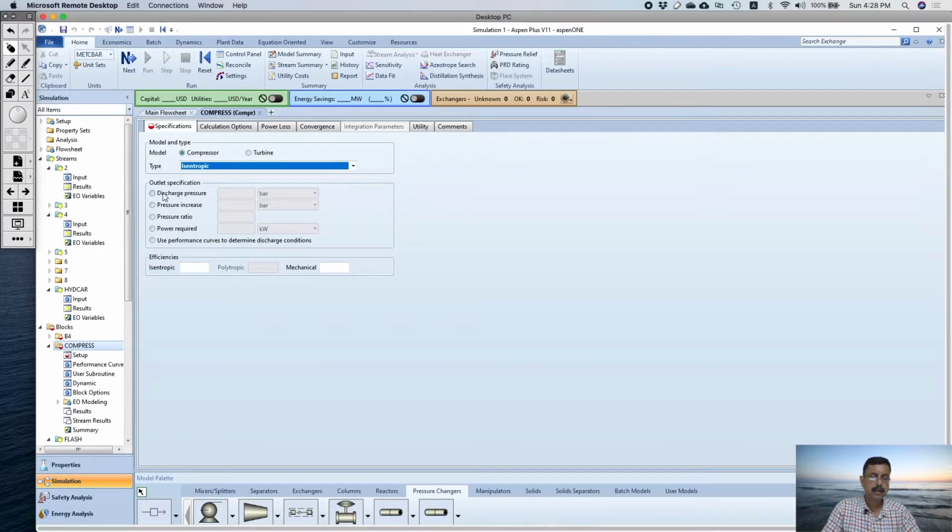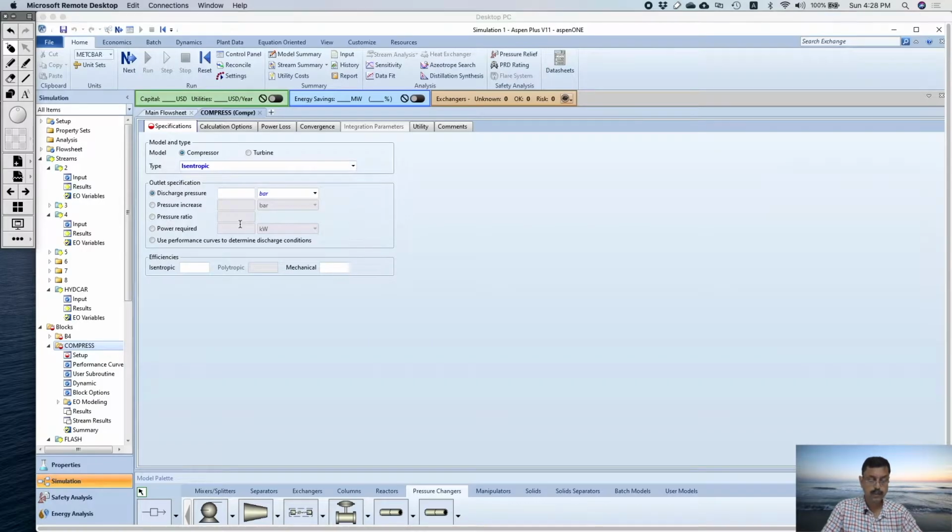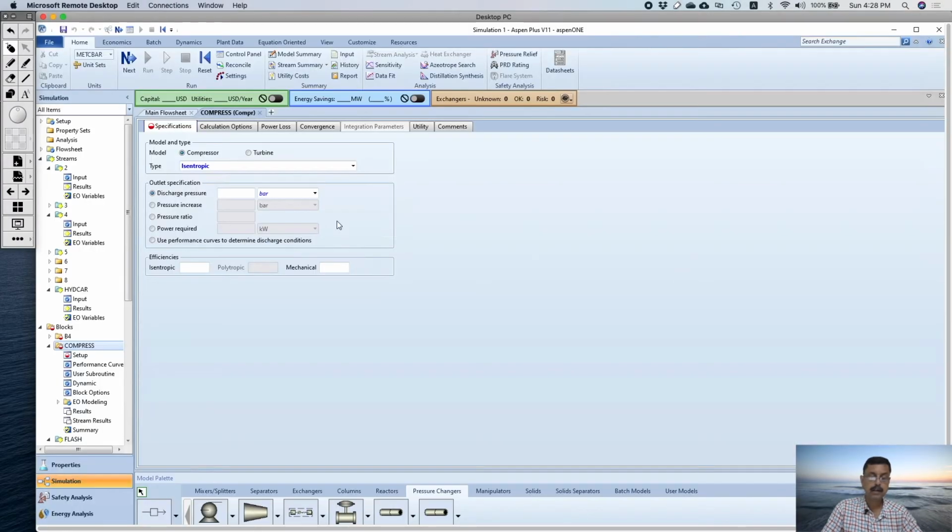And here we can give various outlet specifications such as discharge pressure, pressure increase, pressure ratio, power required, etc. So our specification is discharge pressure, which is 10 bar. So we give 10 bar here.